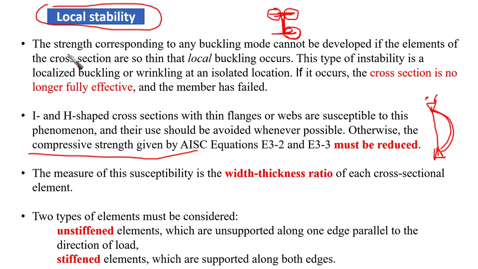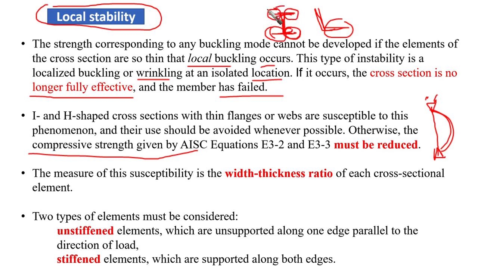Local stability. The strengths corresponding to any buckling mode cannot be developed if the elements of the cross-section are so thin that local buckling occurs. This type of instability is a localized buckling or wrinkling at an isolated location, as I said, like a flange or a web. Or if we're talking about an angle, for example, one leg of this angle. If it occurs, the cross-section is no longer fully effective. That's the point. Our section that we are designing for is not going to be fully effective, and the member has failed. Okay, that's a very important concept.